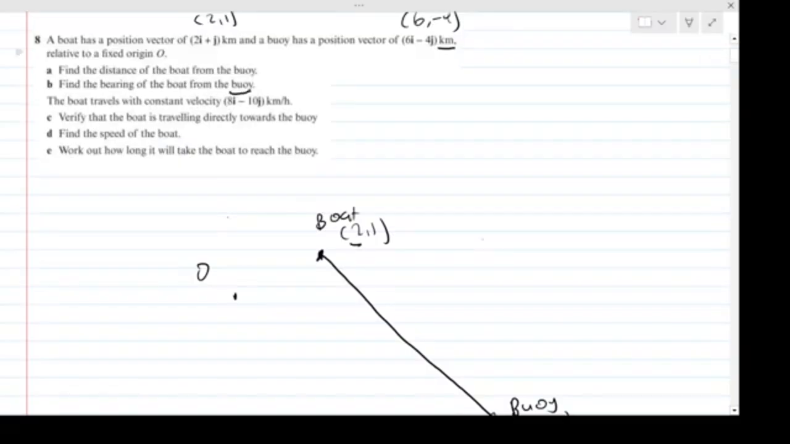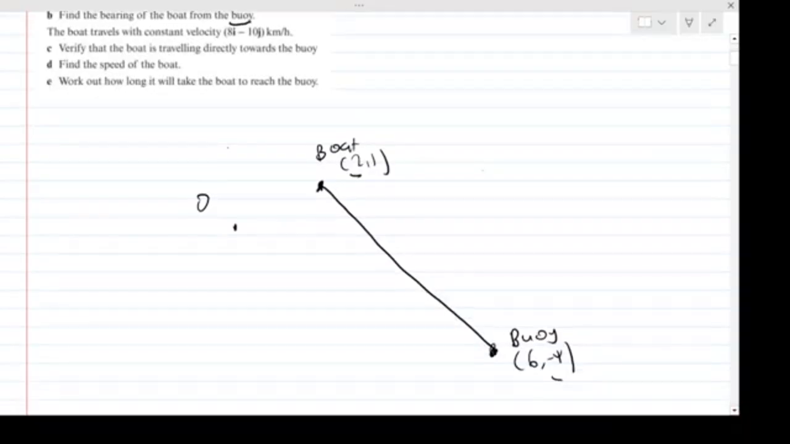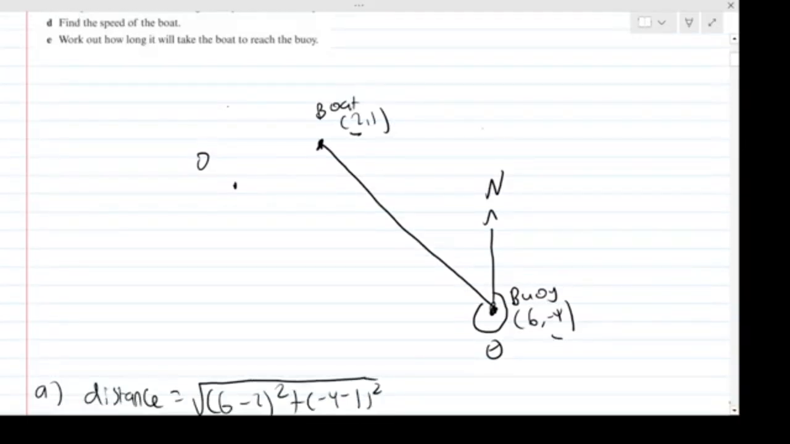So we're from the buoy, we measure the bearing. Remember, we have a north line, right? So the bearing is this whole angle here, this reflex angle. What we could do to find the bearing is find this angle here, which I'll call theta instead. If we can find theta, then around a point we have 360 degrees, so 360 take away theta gives us the reflex angle, the bearing.